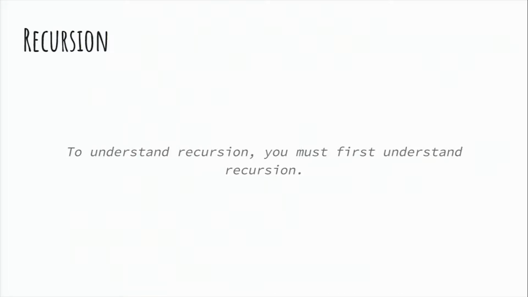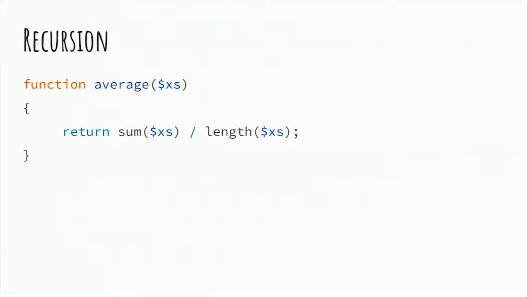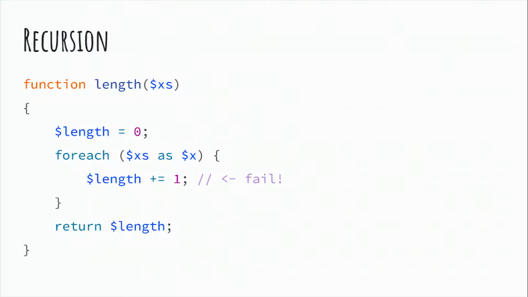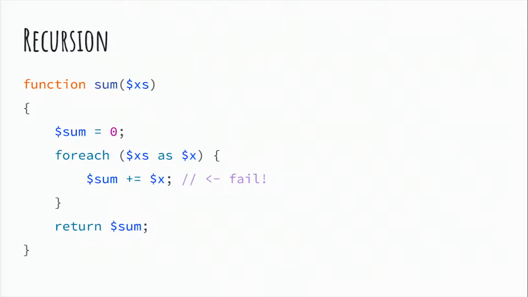And then you need recursion. But to understand recursion, you must first understand recursion. So let me try to explain. If we want an average of not just 2 variables, but a list, then you take the sum of the list, you divide by the length of the list, that's the average. And we create a length function, but it has a loop with mutation, and that's not allowed, right? So we have to write it another way. And the same goes for the sum function. We cannot write this with a loop.